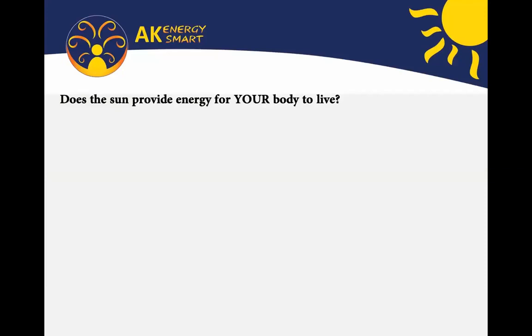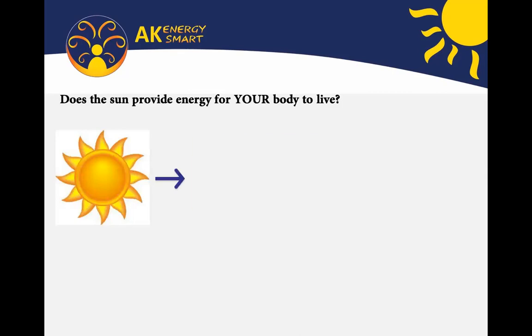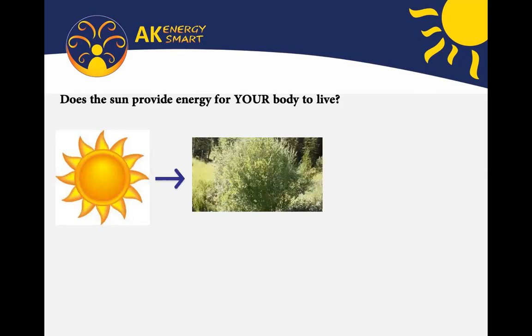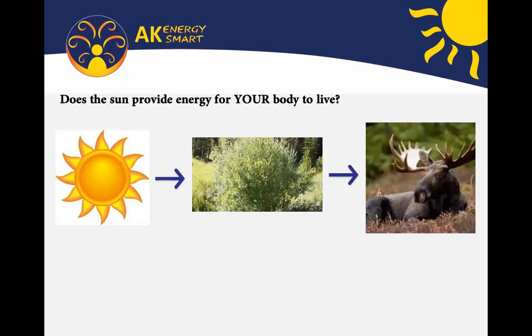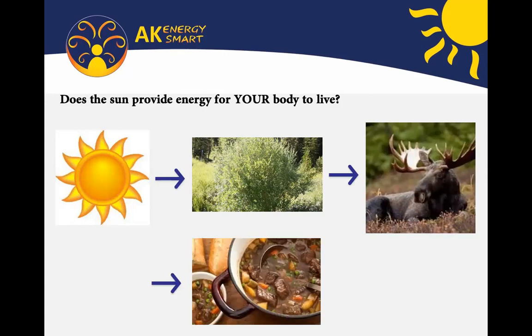Let's start with the energy for your body to live. If we wanted to eat a moose stew, where is that energy coming from? Well, we got to start with the sun. The sun goes to some willow trees, and the moose eats those willow trees. And then the hunter gets that moose, and we turn it into moose stew. That all originally came from the sun. Now there's some other steps that we're skipping there, but if you think about the vegetables that are in there, the spices, all of that energy also originally came from the sun.